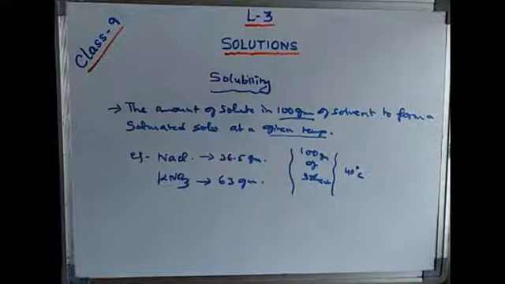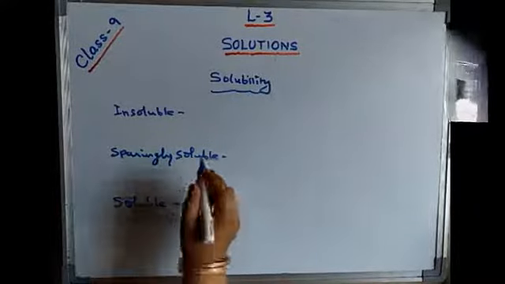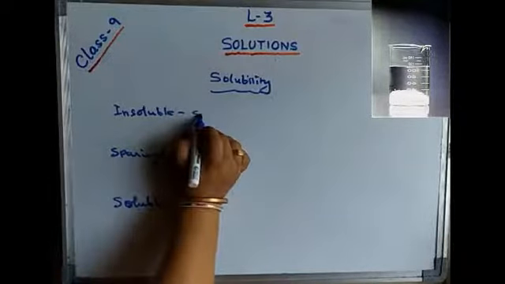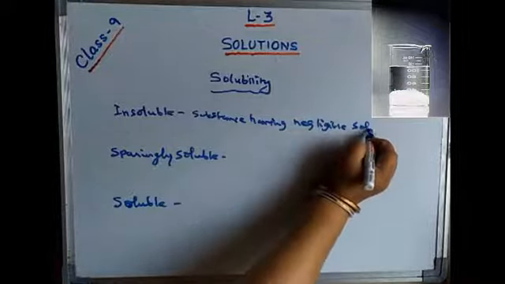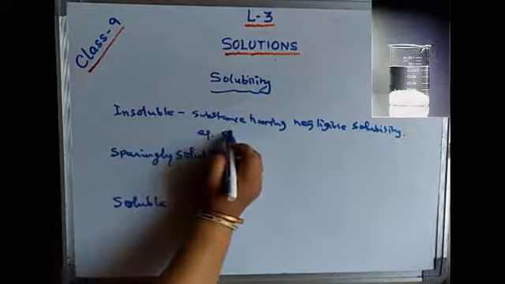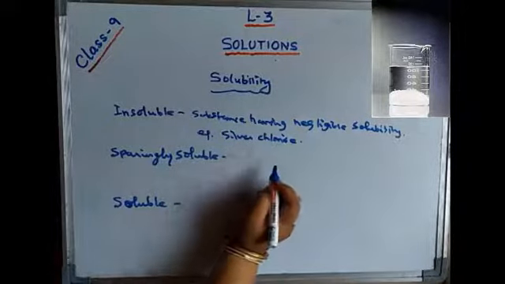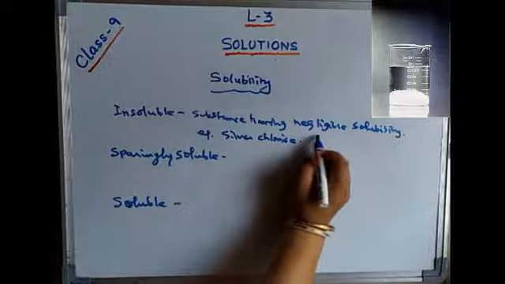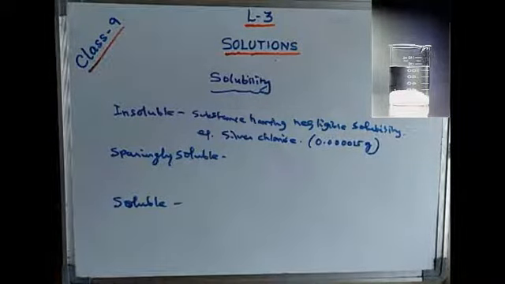On the basis of this, we find three categories of solubility. One is insoluble: a substance having negligible solubility. You can take any example, silver chloride. It is very insoluble. We find it as a precipitate, it comes out. How much is its solubility? You just see that: 0.00015 grams of silver chloride gets dissolved. That means it is almost insoluble.